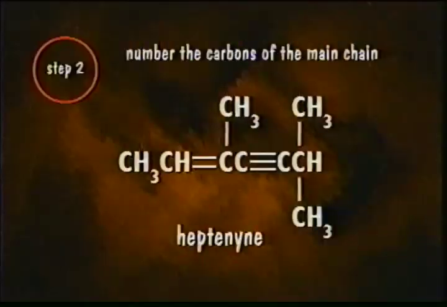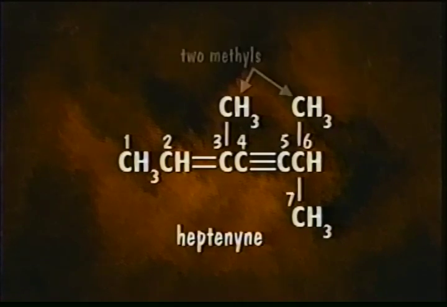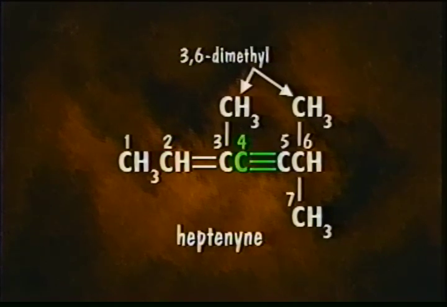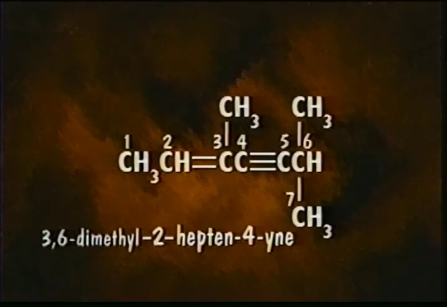Now we need to number the carbons of the main chain. We want the double bonds to have the lowest numbers possible, so we'll number this molecule from left to right. Our molecule has two methyl groups, one on carbon 3 and one on carbon 6. So far we have 3,6-dimethyl. There's a double bond at carbon 2 and a triple bond at carbon 4 of a 7-carbon chain. The name of the main chain is 2-heptene-4-yne. The 2-heptene tells us that there is a double bond at carbon 2, and the 4-yne tells us that there's a triple bond at carbon 4. When we put it all together, we have 3,6-dimethyl-2-heptene-4-yne.